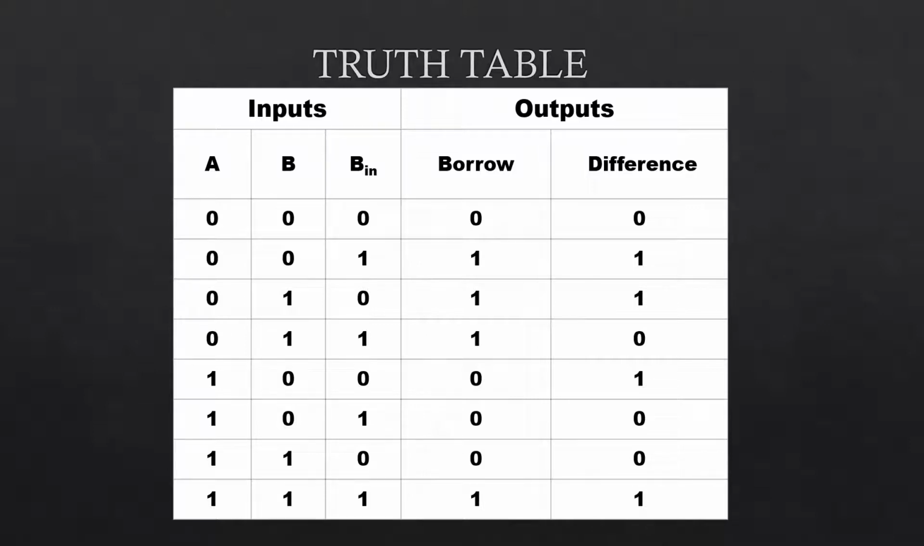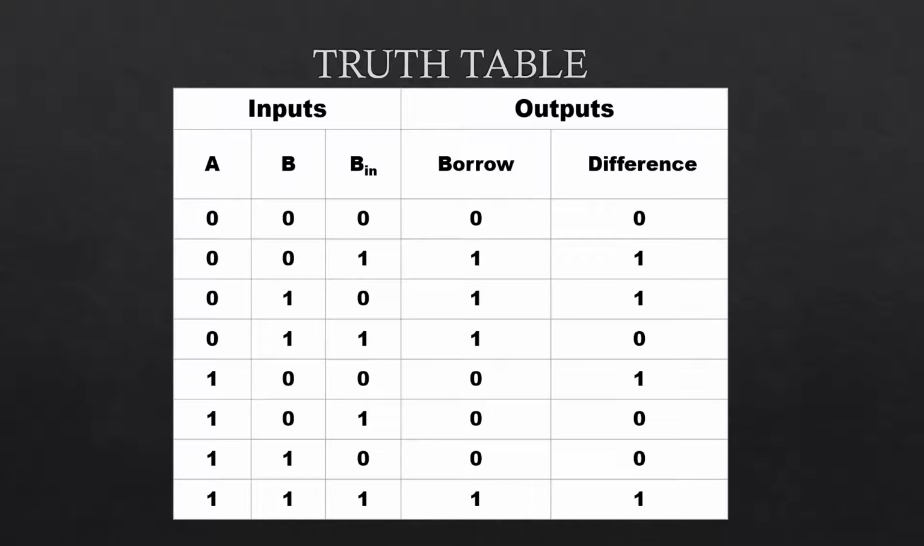When A, B and B in are all 0, then the outputs borrow and difference are both 0. When A and B are 0 and B in is 1, then the outputs borrow and difference are both 1. When A and B in are both 0 and B is 1, then the outputs borrow and difference are both 1. When A is 0 and B and B in are both 1, then the output borrow is 1 and difference is 0.